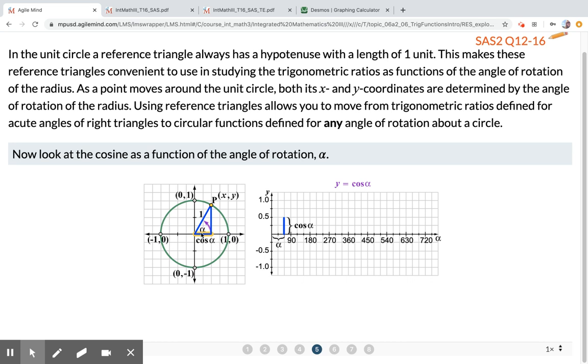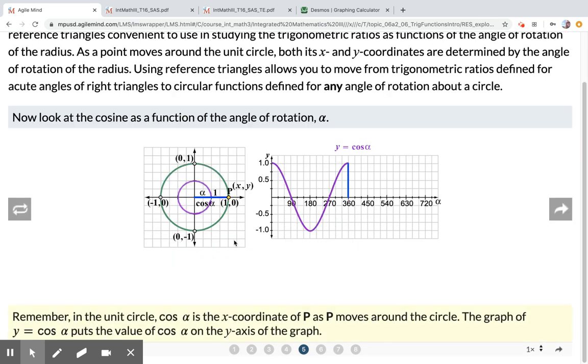Cosine. Now, cosine's a little different because we're taking the x-coordinate now, right? So watch out. This is now the x-coordinate that we're using. And we're going to do 1 full rotation. So notice that we're now using the x coordinate, okay? Remember we said that cosine was our x coordinate.